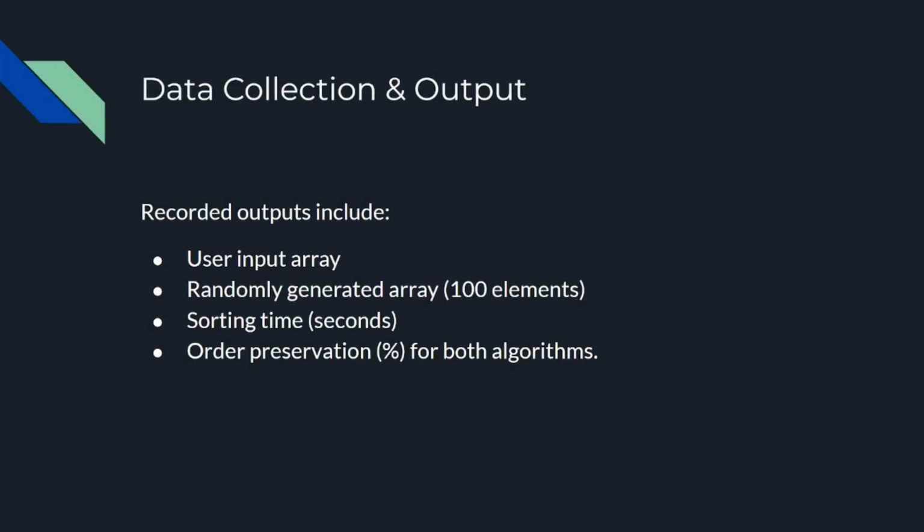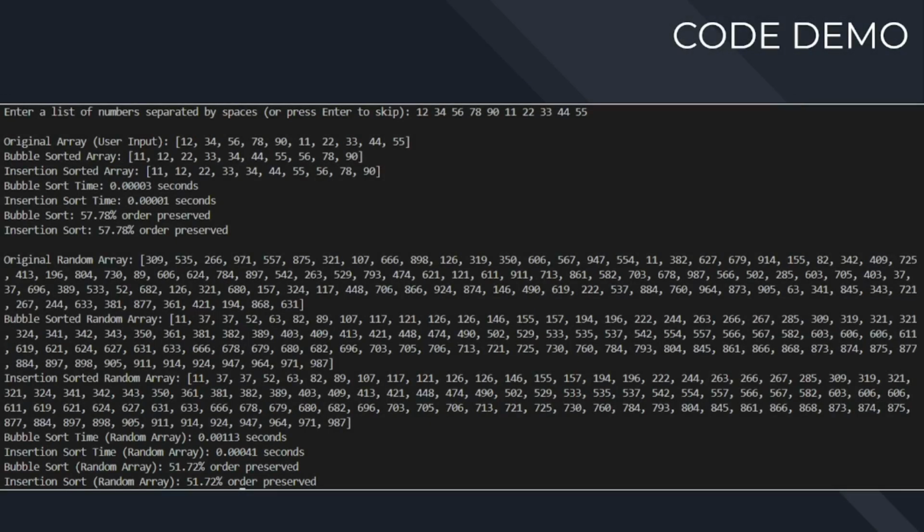Here we have the data collection and outputs. The recorded outputs include the user input array, the randomly generated array, sorted as well as unsorted, the sorting times recorded during execution of both the algorithms, and the order preservation percentage for both the algorithms as well. Here is our code output.